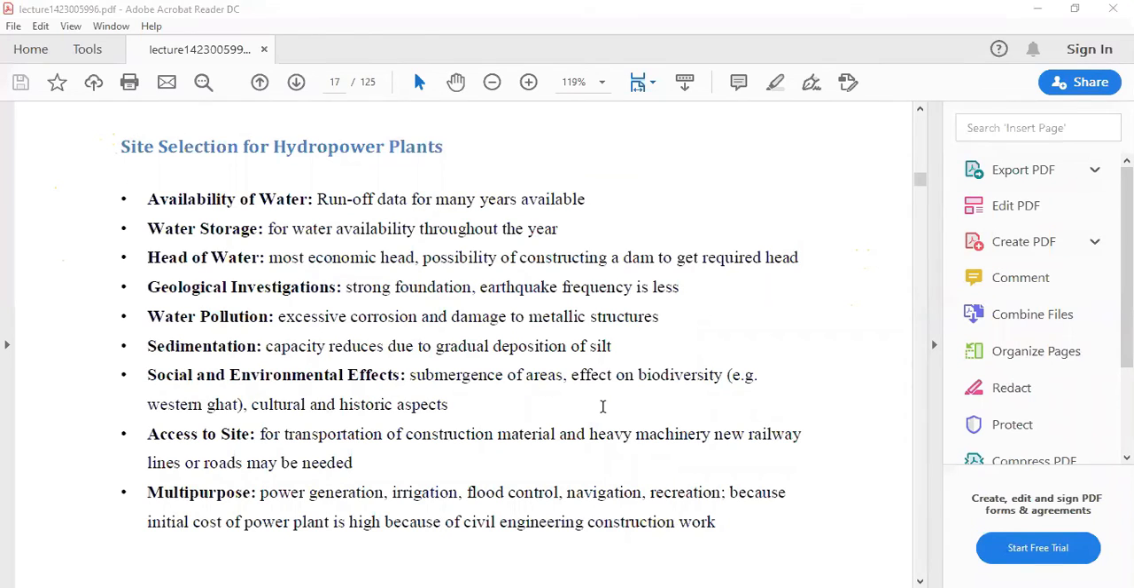Now, based on this, I will ask the next question to you all: apart from Koyna, what are the different hydroelectric plants that we have near us, either in Kolhapur district, Sangli district, Satara district, or the districts located in Maharashtra that you know? Please post your answer through the chat box.